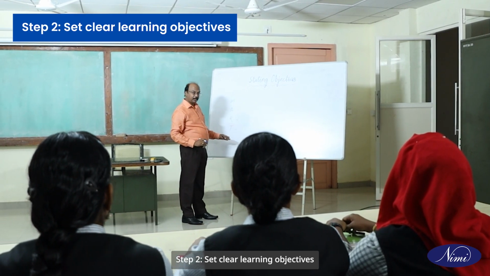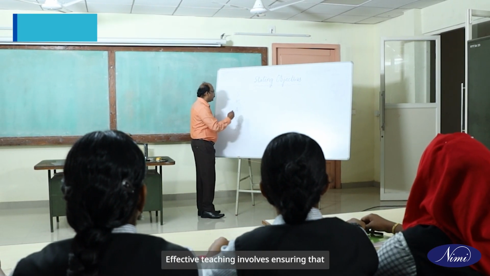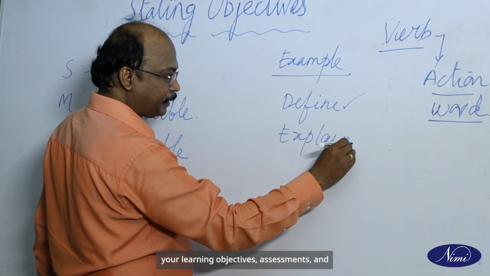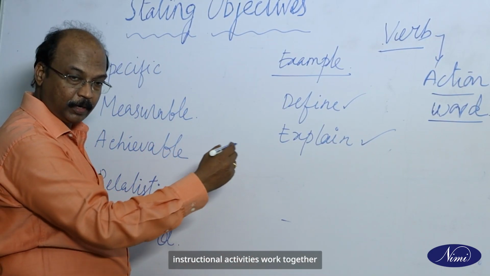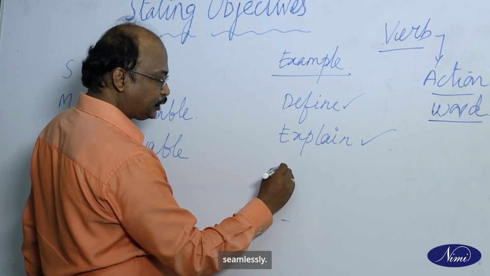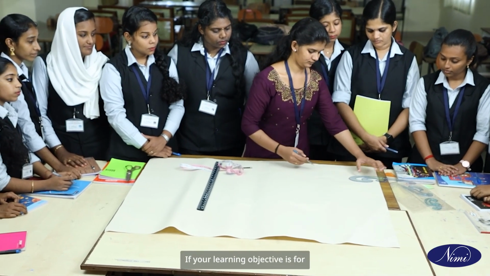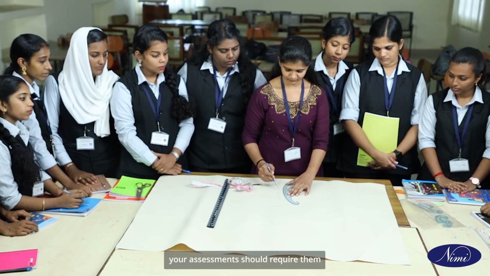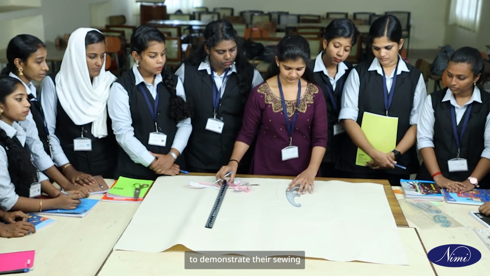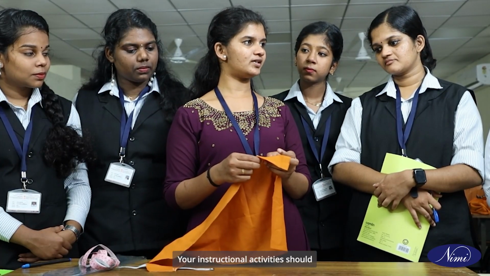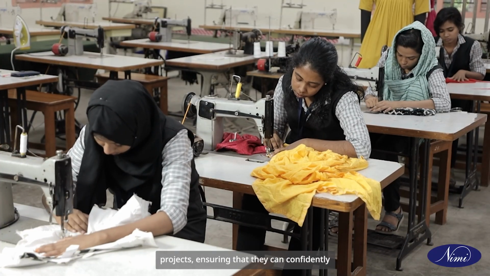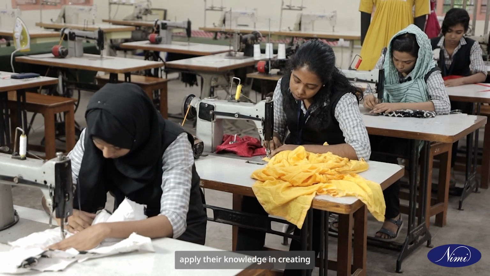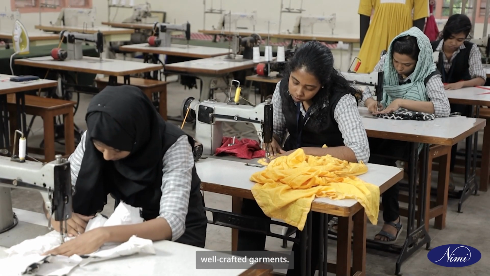Step 2. Set clear learning objectives. Effective teaching involves ensuring that your learning objectives, assessments, and instructional activities work together seamlessly. For instance, if your learning objective is for dressmaking trainees to master garment construction techniques, your assessment should require them to demonstrate their sewing and dressmaking skills. Your instructional activities should provide them with ample opportunities to practice these techniques through hands-on projects, ensuring that they can confidently apply their knowledge in creating well-crafted garments.